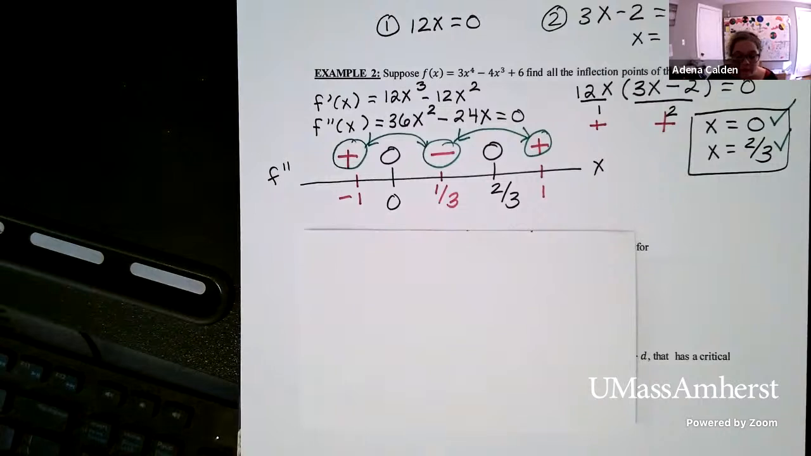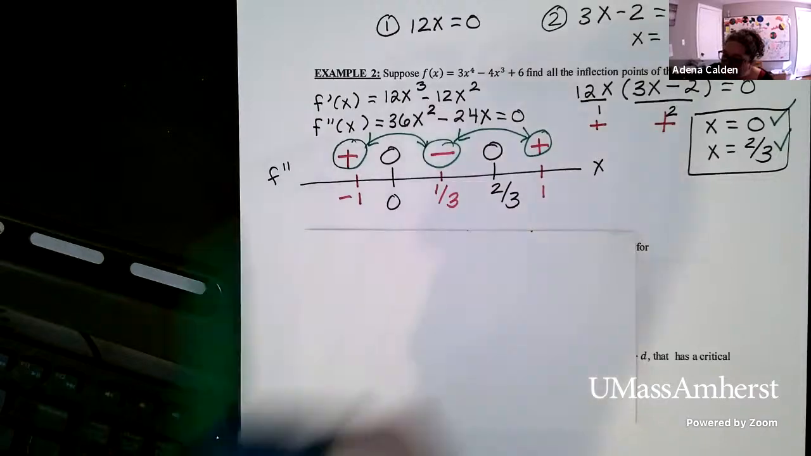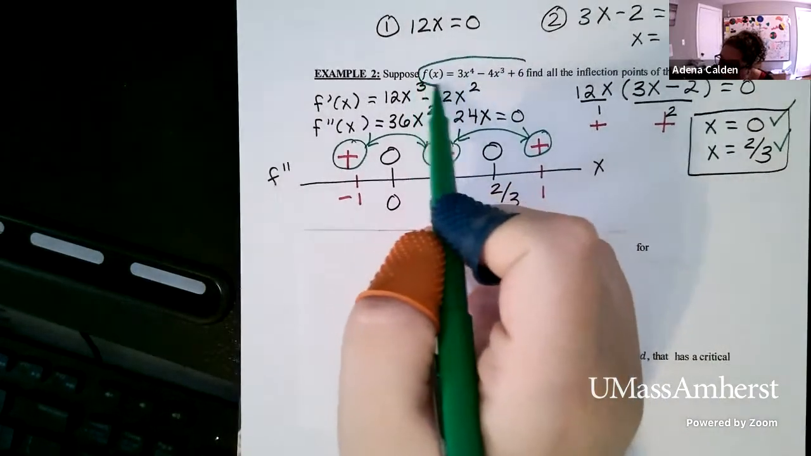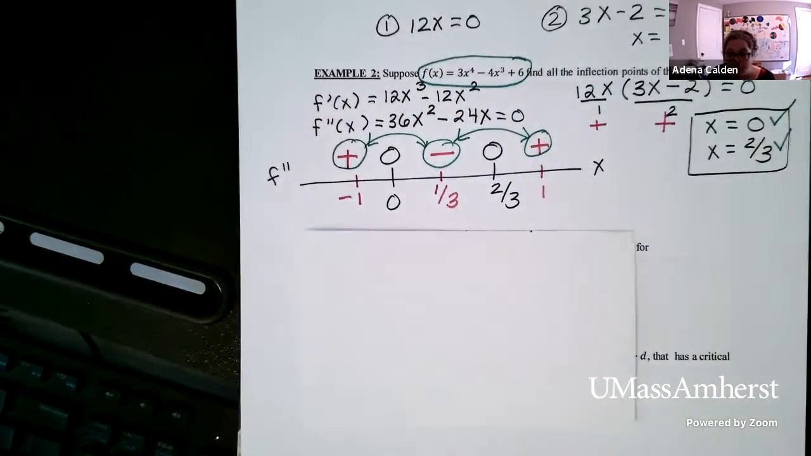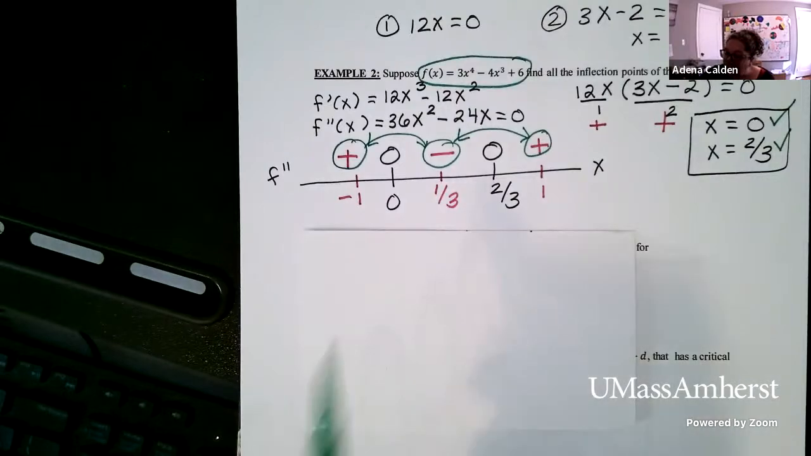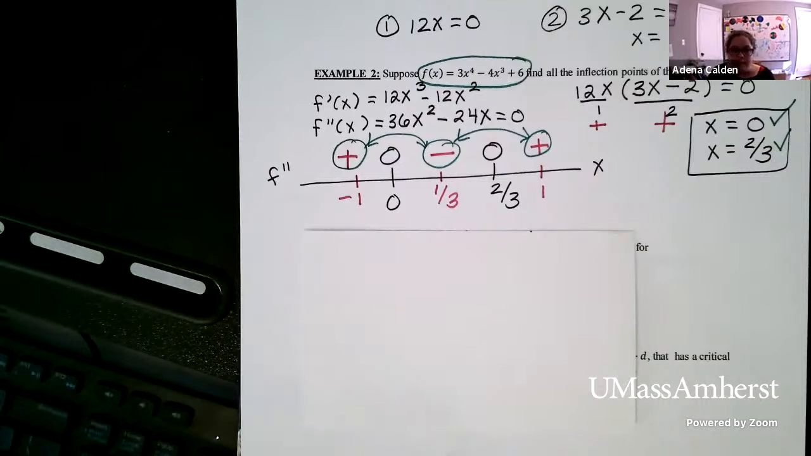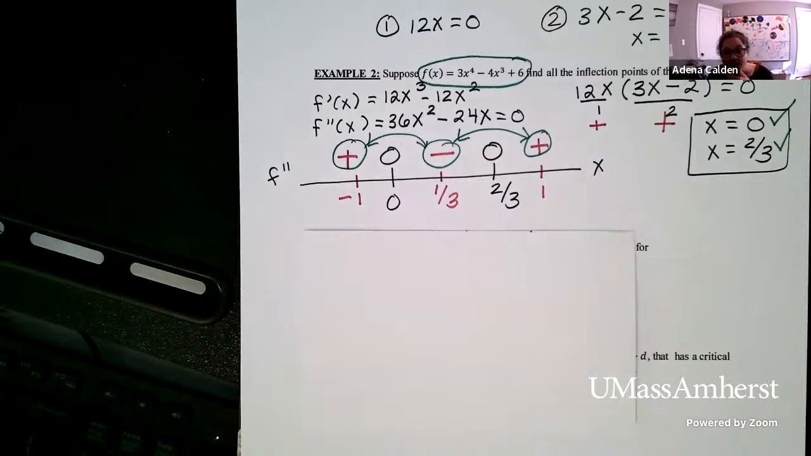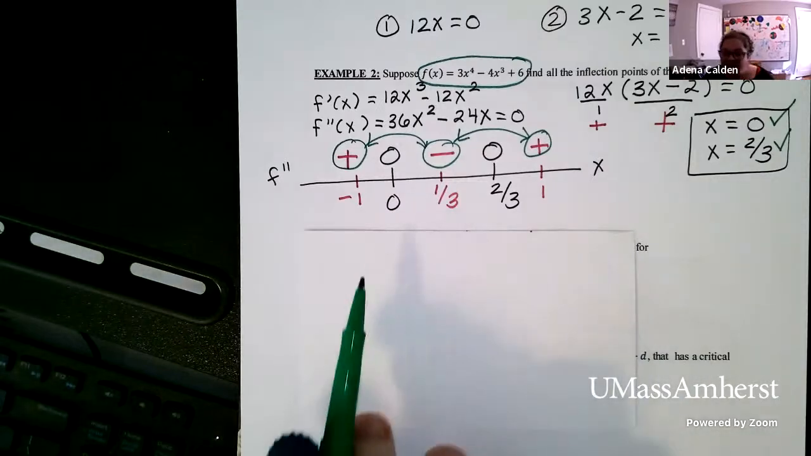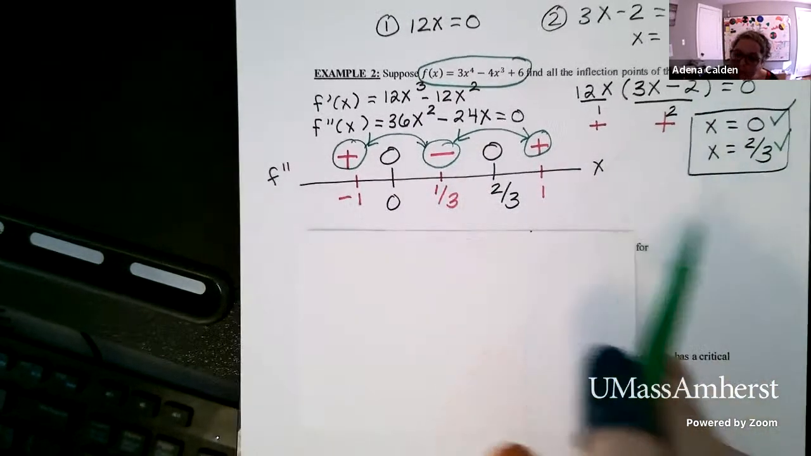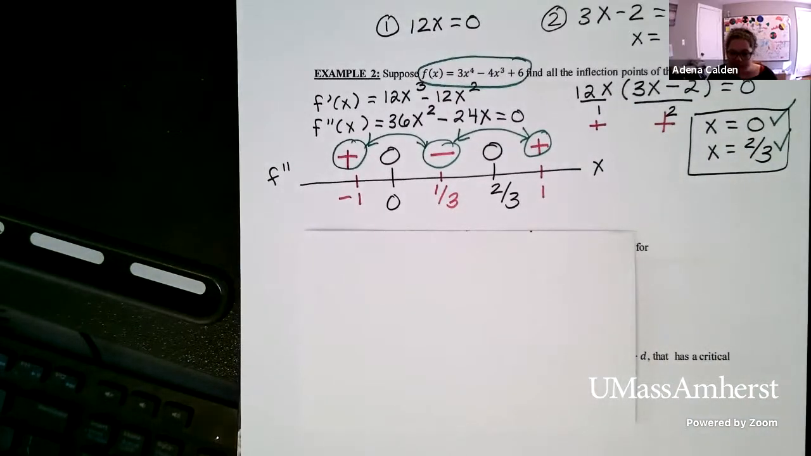Okay. Now, just like we talked about back when we talked about critical points, you can graph the original function on your graphing calculator and look at what's happening at 0 and 2/3. You should see that it looks like an inflection point, like the picture we saw at the very beginning. You should be changing concavity at these points. That graph should agree with the work that we're doing here.